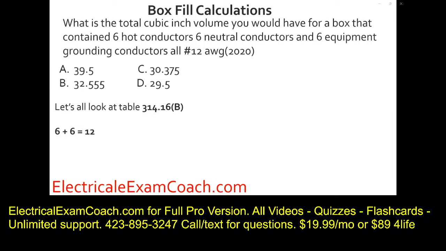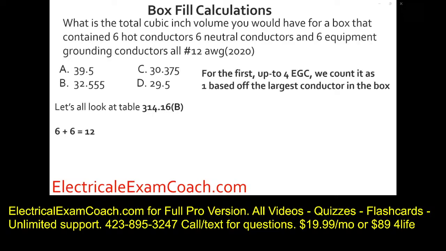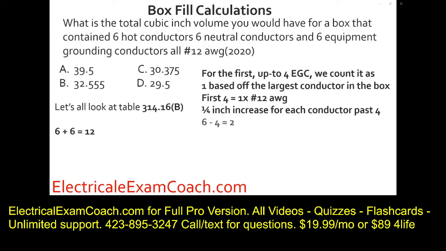Now we got to deal with the equipment grounding conductors. For the first 4, it's going to count as 1. So we need to figure out how many we are past 4. We have 6 total minus that 4. That means we are 2 past 4. For each one of those, it's going to be a 1/4 inch increase. Take 2 multiplied by 0.25, that equals 0.50.